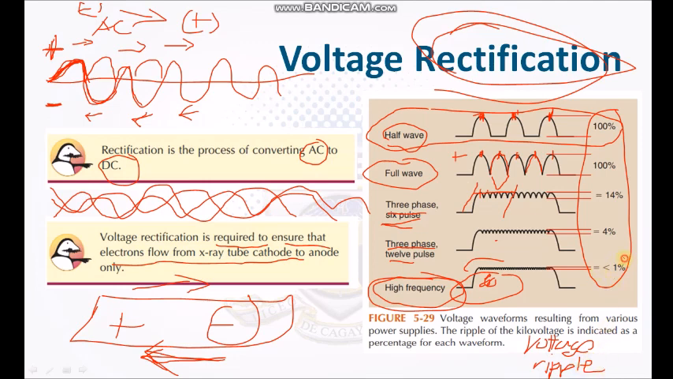So the lesser the voltage ripple, the better it is for X-ray production. So the voltage ripple here is very small, compared to this one which is 100%. So the higher the value of the voltage ripple, the fewer X-rays will be produced.